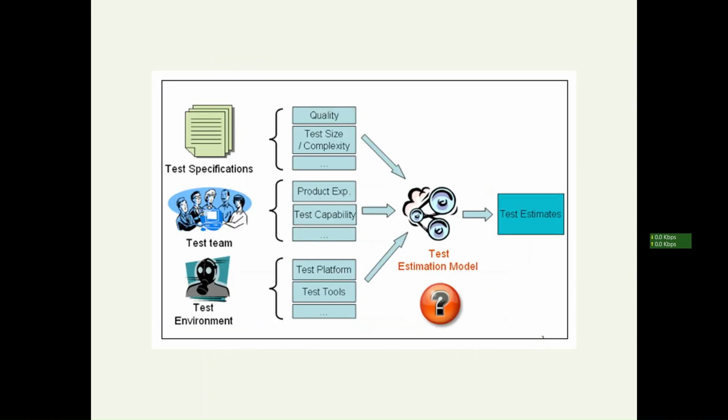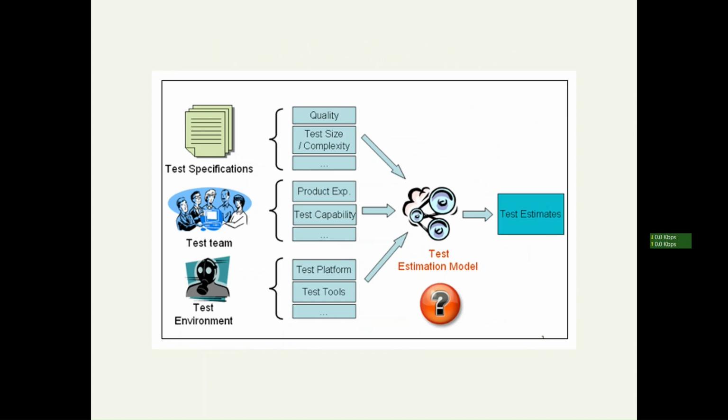Okay. So next one is, what are the things needed for estimation? One is test specifications. That is the requirements. What are the requirements we have? What are the scenarios we have? What is simple, medium, and complex? How much time will it take? What is the size of everything? What quality do they want? All these things should be taken into consideration for estimation.